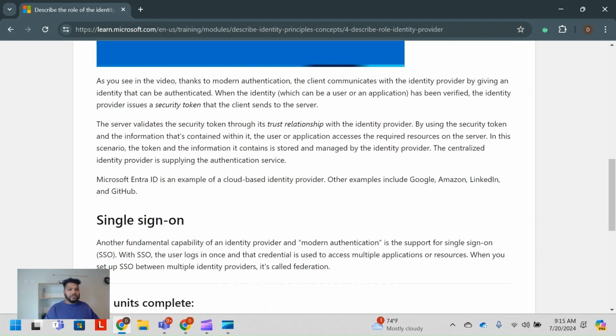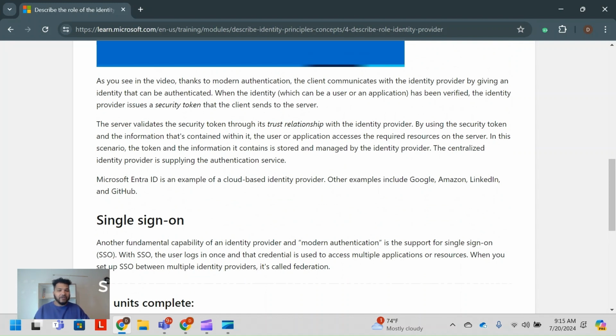So Microsoft Entra ID is an example of a cloud identity provider. Other examples are Google, Amazon, LinkedIn, GitHub. There's also Okta, there's Auth0, there's all kinds of IDPs. Ping is another provider. SailPoint is a provider of an IDP. Salesforce has their own IDP built in. There's all kinds out there. But those are identity providers. They provide those critical four pillars.